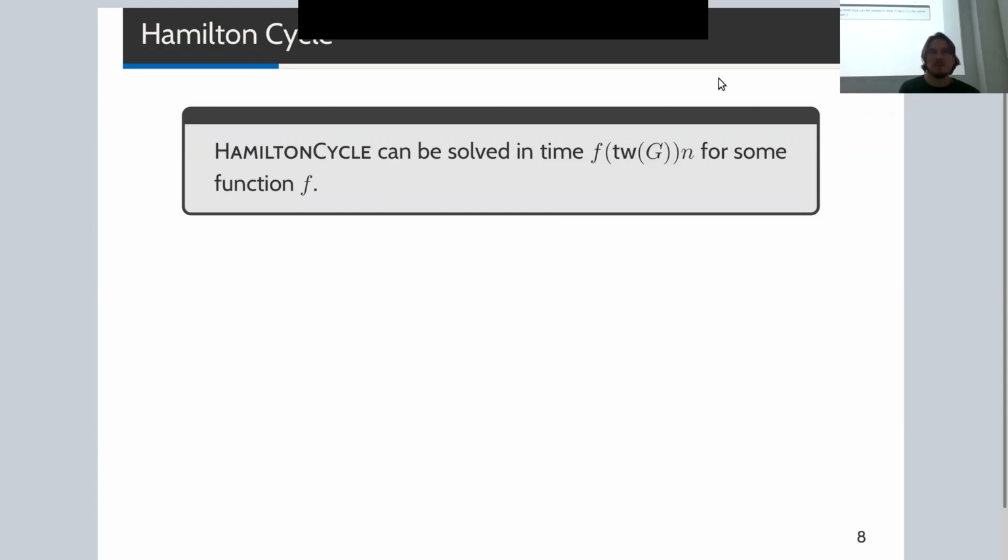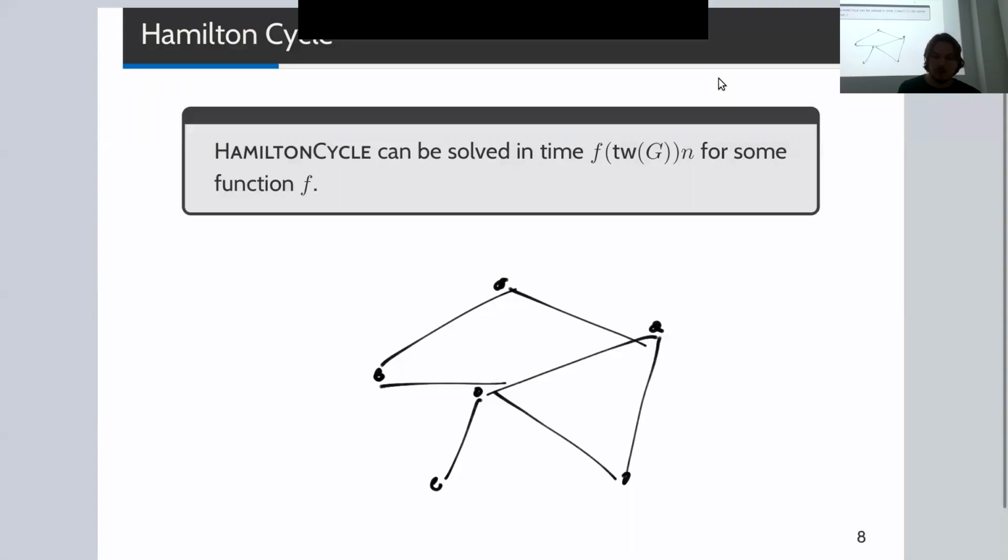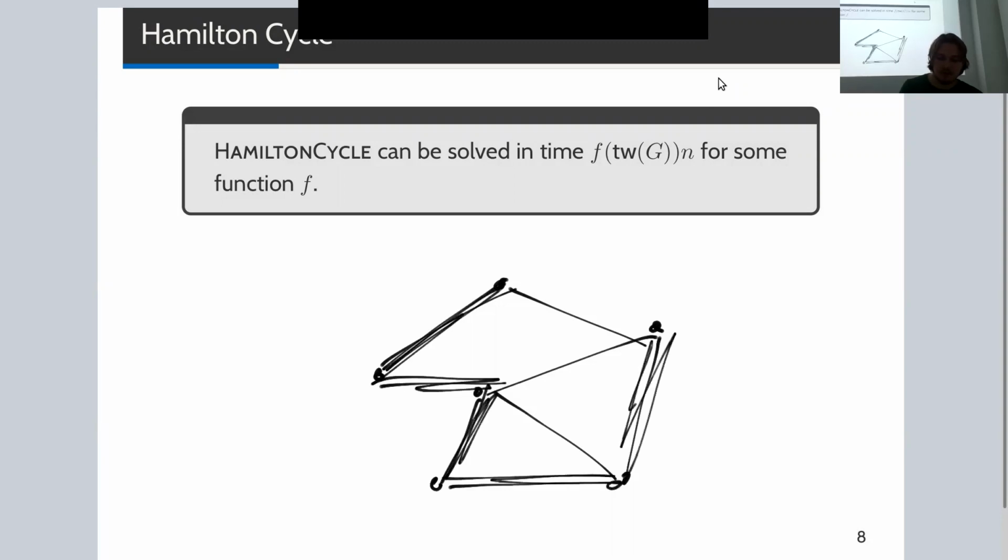And just a quick reminder, what is Hamilton cycle? You're given some vertices, graph, and some edges between them. And then you're supposed to find a circle that passes through every vertex. So you want to find a circle that contains everything. So maybe you start here, then here, then here, then here, then here, and here, and you would have a Hamilton cycle.